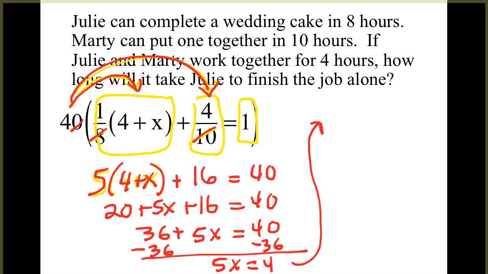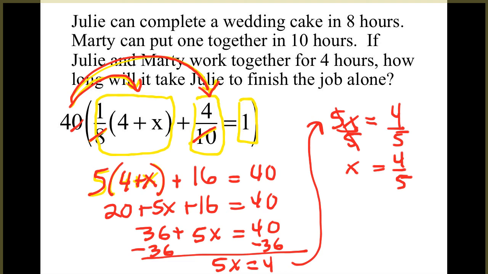I'm going to continue up here. 5x is equal to 4. Divide by 5, divide by 5, and x is equal to 4/5. Now what does that mean? How long will it take Julie to finish the job alone?